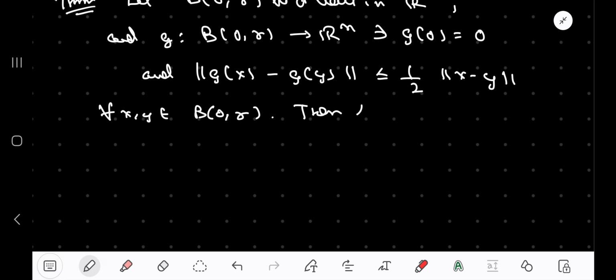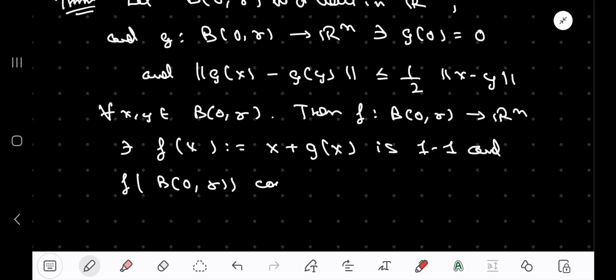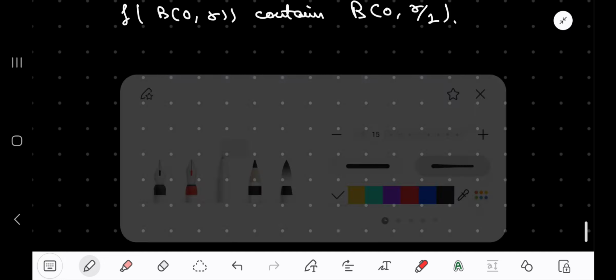Then if I have this map f from B(0,r) to Rn such that f of x is defined to be x plus Gx, then this map is one-one, that is injective, and moreover the image of the ball contains the half ball, the ball of radius r/2. Yeah, so let us see a proof of this.